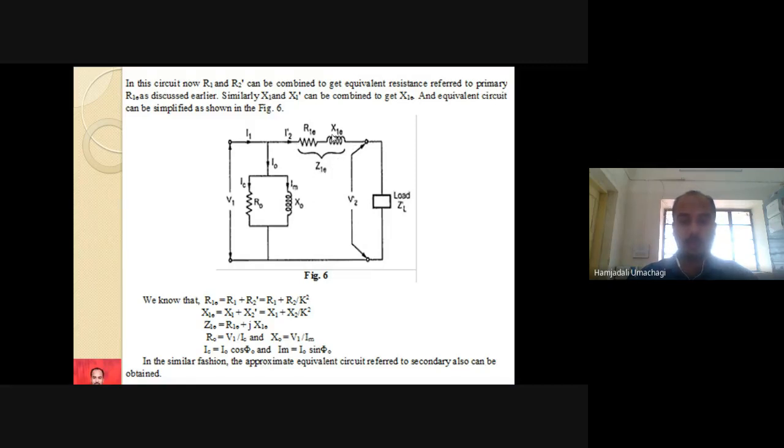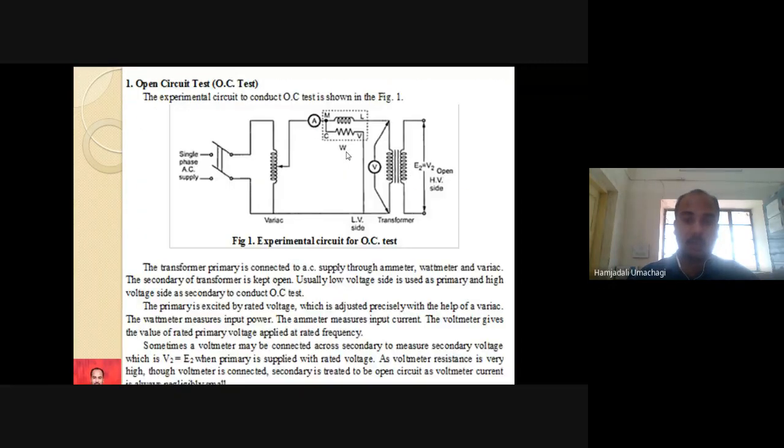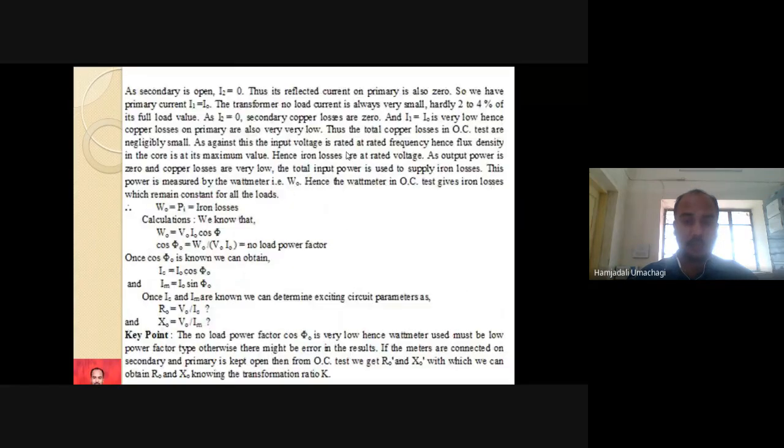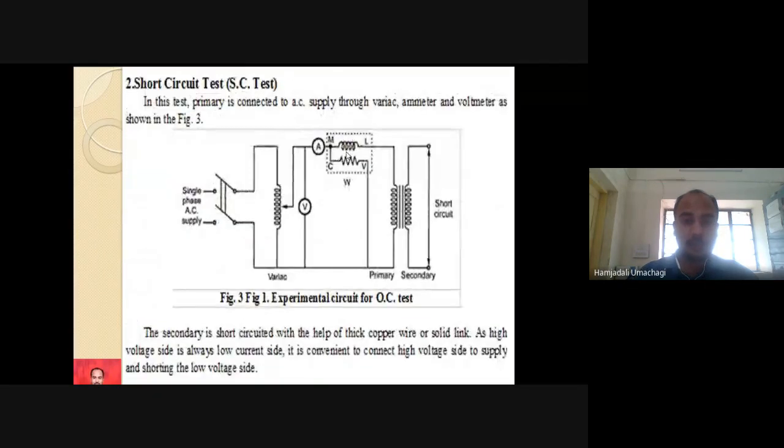Now, once you know all these values of the equivalent circuit of the transformer, then we are going to use that information to calculate the efficiency and regulation. So SC test means what? Whether we are going to apply rated voltage or rated current.